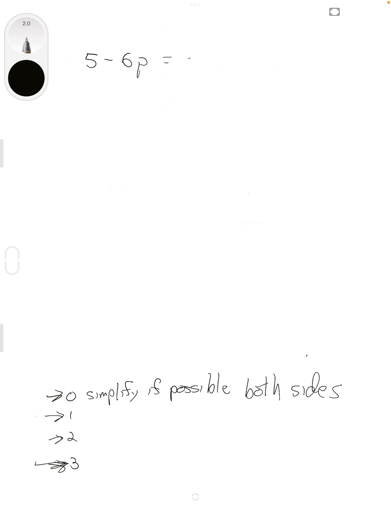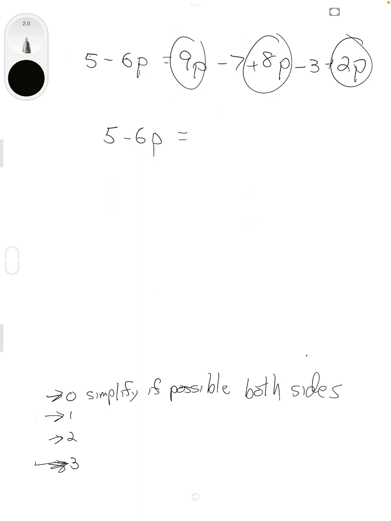5 minus 6p equals 9p minus 7 plus 8p minus 3 plus 2p. Okay, what's the simplest thing you're supposed to do? The zeroest thing is to simplify it. So notice I have 5 minus 6p. That's as simple as that side gets. So I'm going to leave it. 5 minus 6p equals something. However, here I can simplify. I have 9p plus 8p plus 2p. So 9 plus 8 is 17, plus 2 is 19.